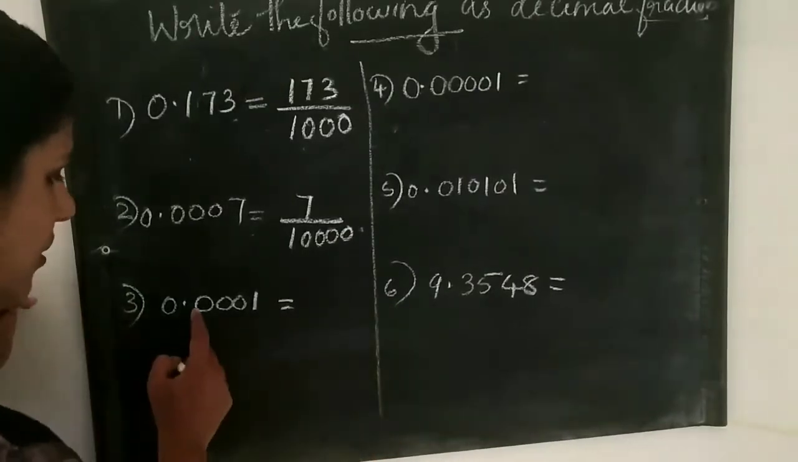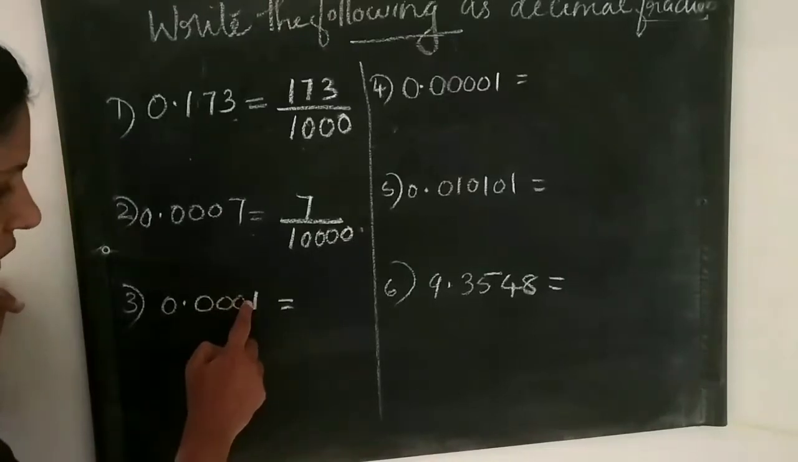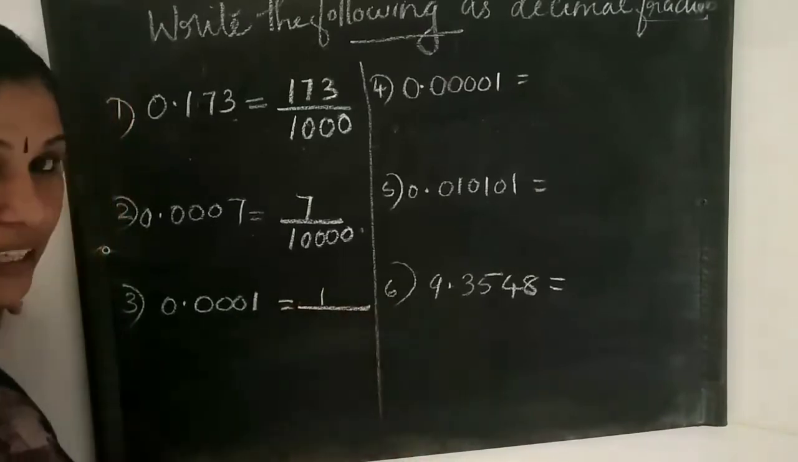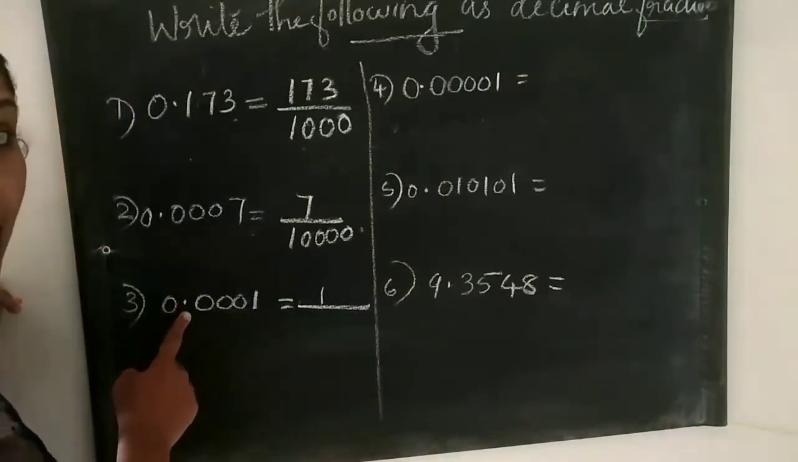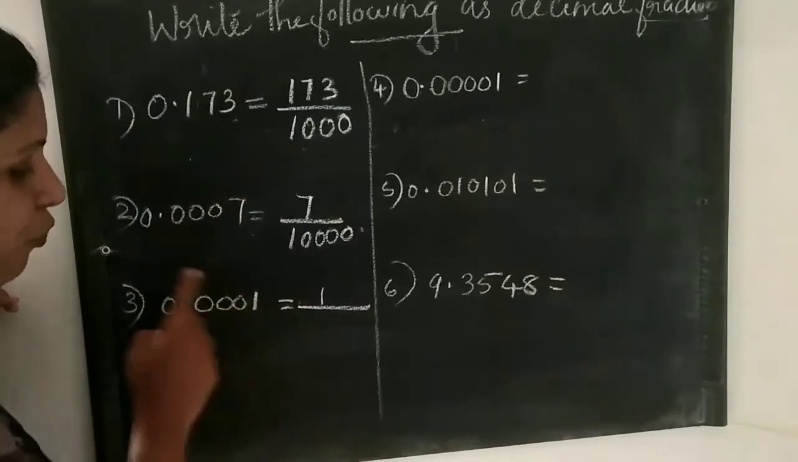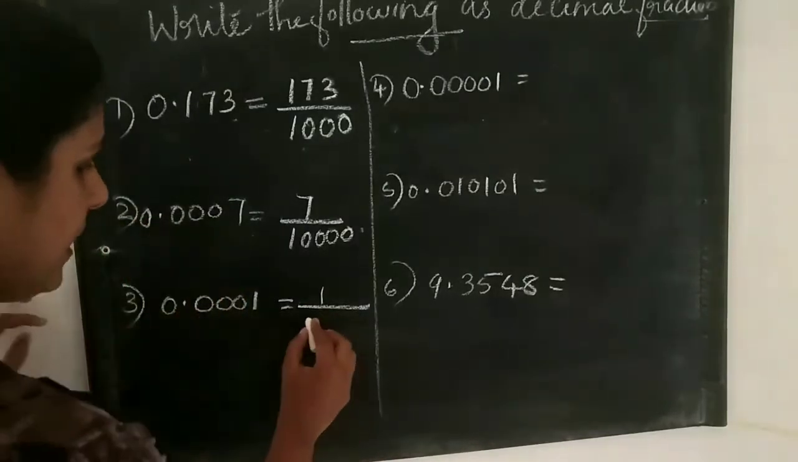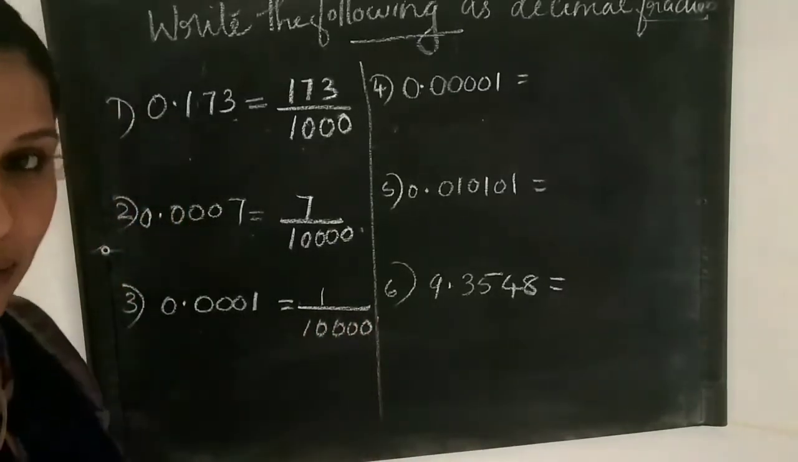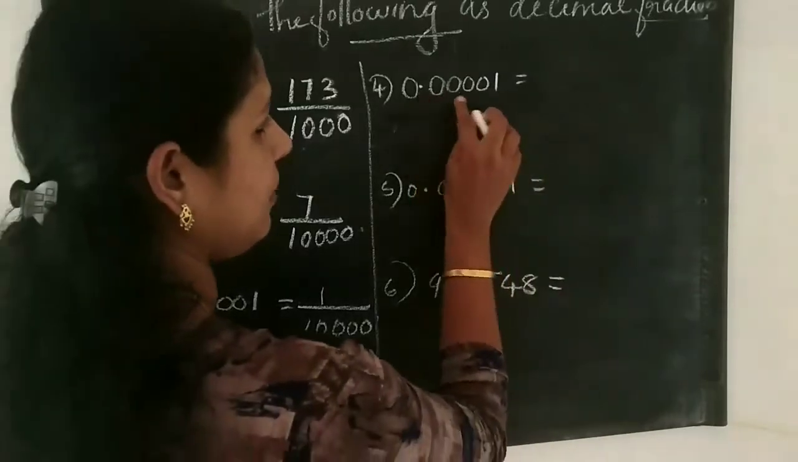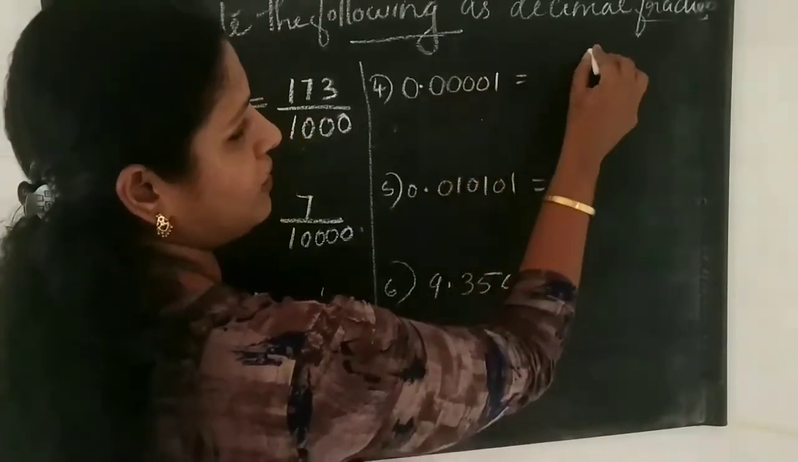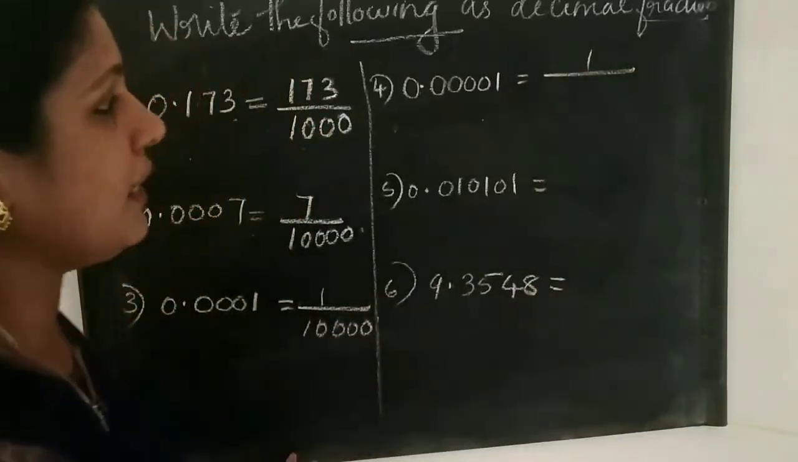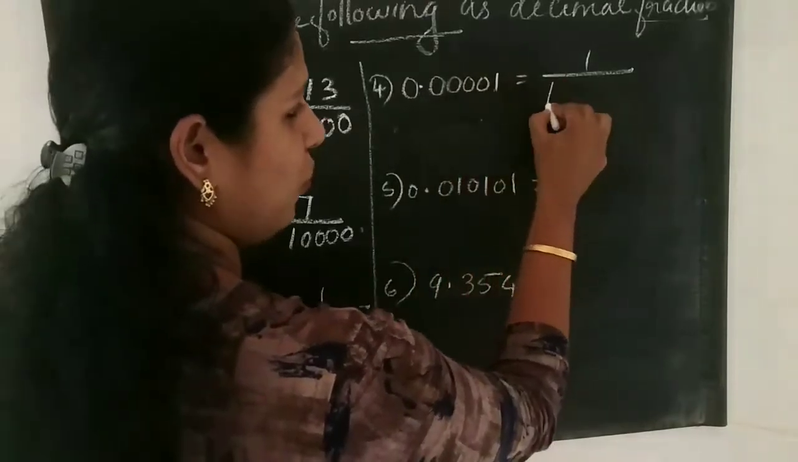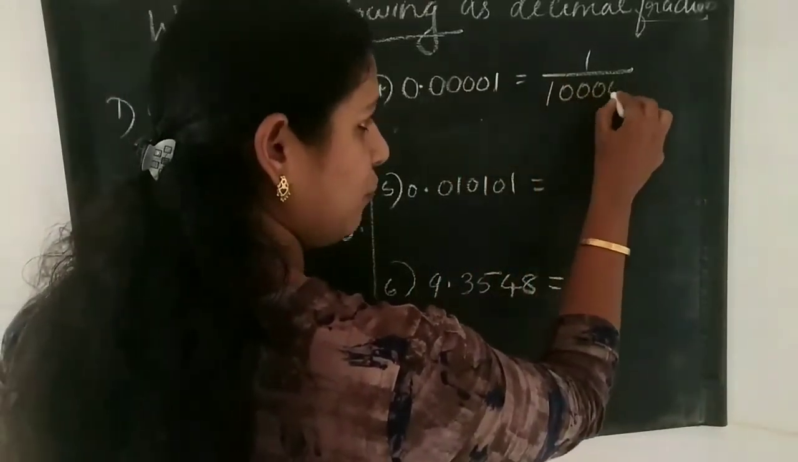Then here 0.0001. There is no need of this 0. We need this number, that is 1. So we write 1 divided by, and then count the place value. That is 1, 2, 3, 4, so we need 4 zeros. Understood? Then here the number is 1, so we write 1, then count the place value: 1, 2, 3, 4, 5.